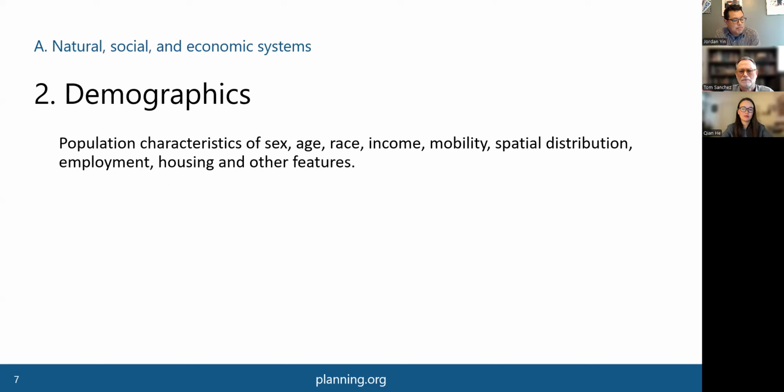Demographics. I think planners can talk about demographics for a long time. But generally speaking, population characteristics of things like sex, gender, age, race, income, mobility, spatial distribution, employment, housing, lots of other detailed things that are possible. Again, something like the census is something that could come up as a question, although it's never mentioned on the outline, because that generally falls within the category of demographics.